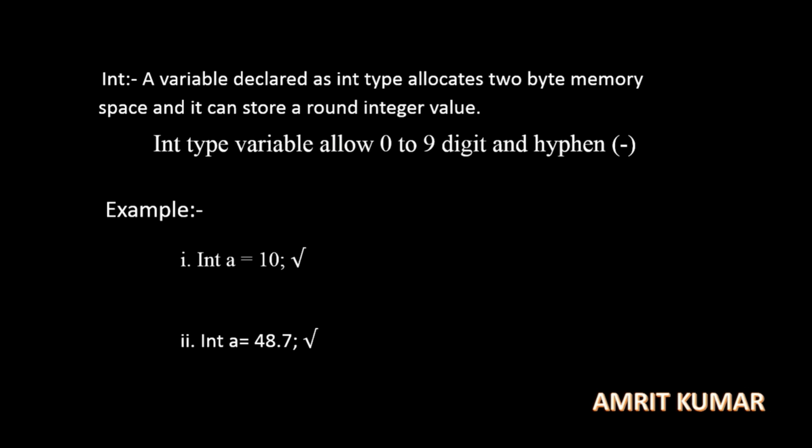So an int type variable allows 0 to 9 digits and hyphen only. So this is the most important thing. Let's look at some of the examples that we have discussed here.